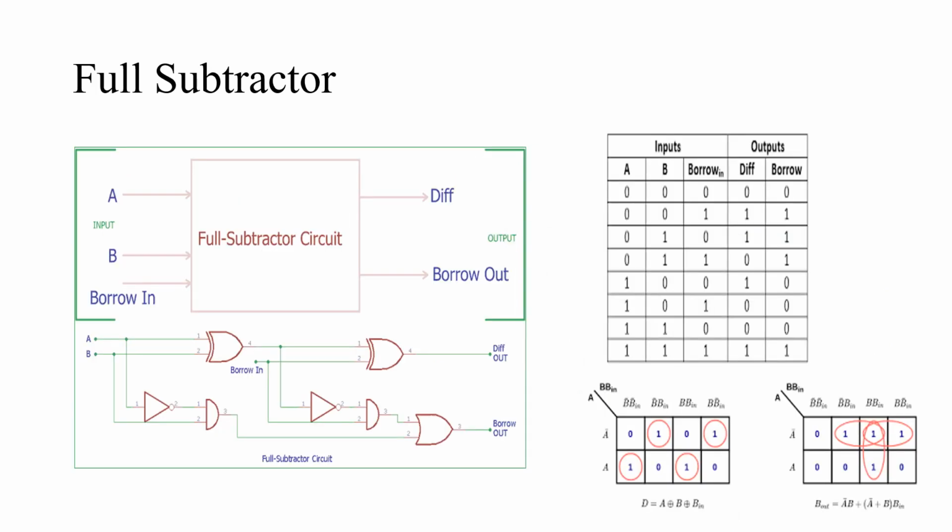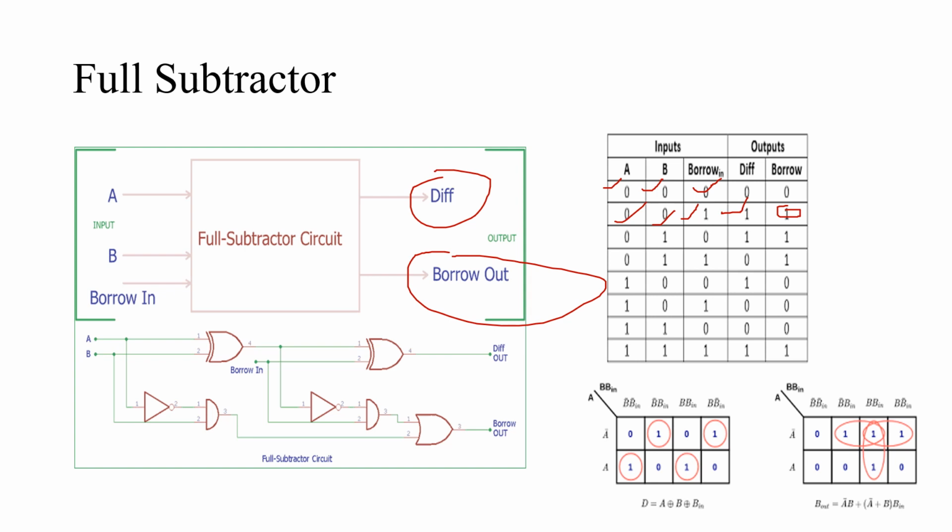Similarly, for the full subtractor, again we have A, B, and borrow in, and then we have a difference and a borrow out. Now over here again 3 inputs 0, 0, 0. So 0 minus 0 is 0, and again 0 minus 0 is 0. So both difference and borrow are 0, 0. Similarly, 0 minus 0 is 0, and 0 minus 1, you will take a borrow, so borrow is 1, and the difference will be 1.